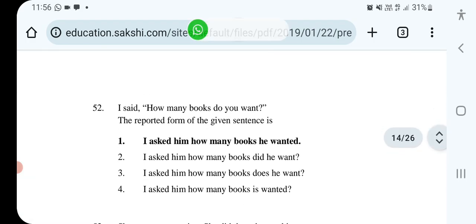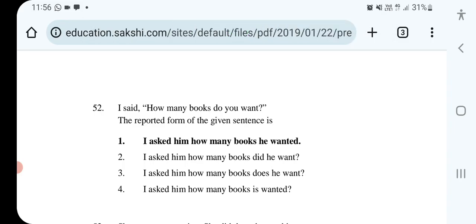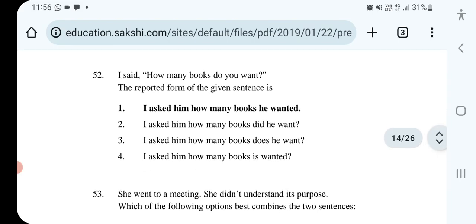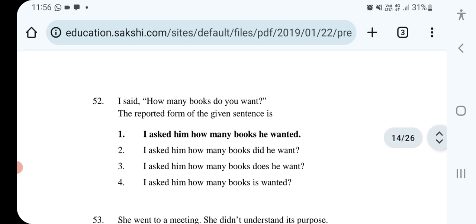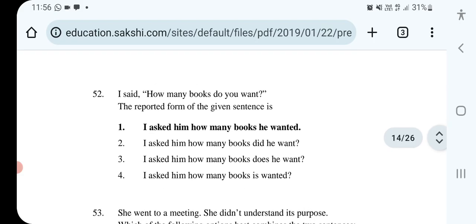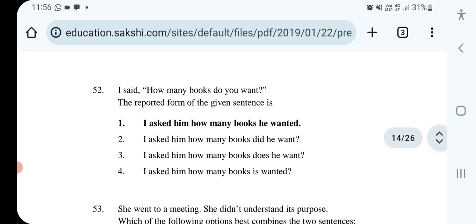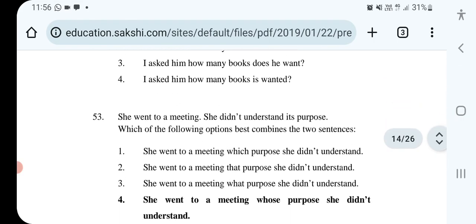I said, how many books do you want? The reported form of the given sentence is, I asked him how many books he wanted. Present tense will become past tense, and if the question is a WH question, then there will be no conjunction. Since it is a question, instead of said, asked is there. I asked whom? I asked him how many books he wanted is the right answer.